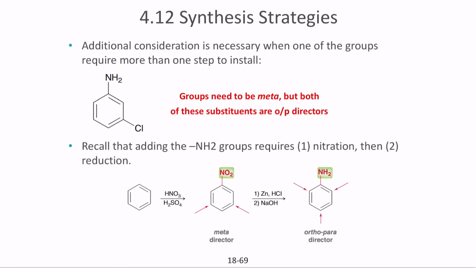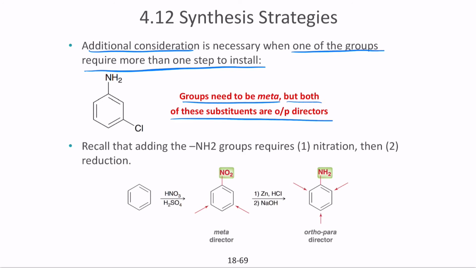Next, let's talk about additional considerations. Additional consideration is necessary when you have one of the groups that requires more than one step to install. For example, the group here needs to be meta, but both of these substituents are ortho-para directors. Notice that chloro and amino are both substituents that are ortho-para directors.